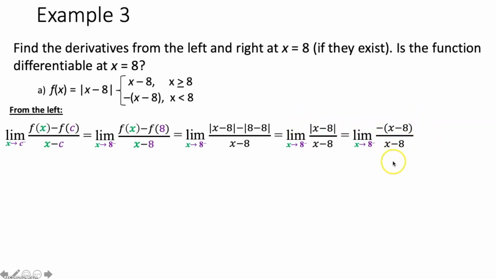The x minus 8s cancel each other out, and I'm just left with the limit as x approaches 8 from the left of -1. The limit as x approaches anything of a number is just equal to that number. So our limit is equal to -1. Now we do the same thing coming in from the right.